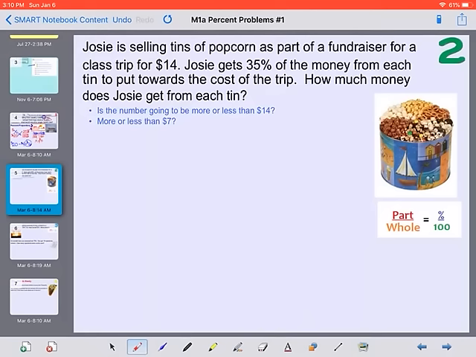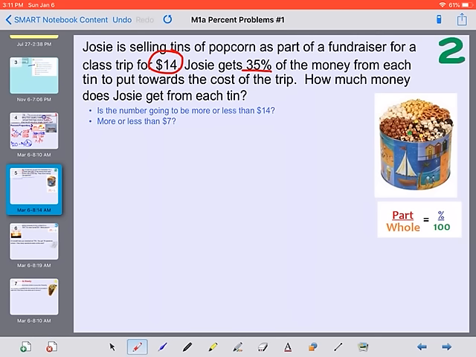Alright, slide 2 says Josie is selling tins of popcorn as a part of a fundraiser for a class trip for $14. So a tin of popcorn costs $14. Josie gets 35% of the money from each tin to put towards the cost of the trip. How much money does Josie get from each tin?